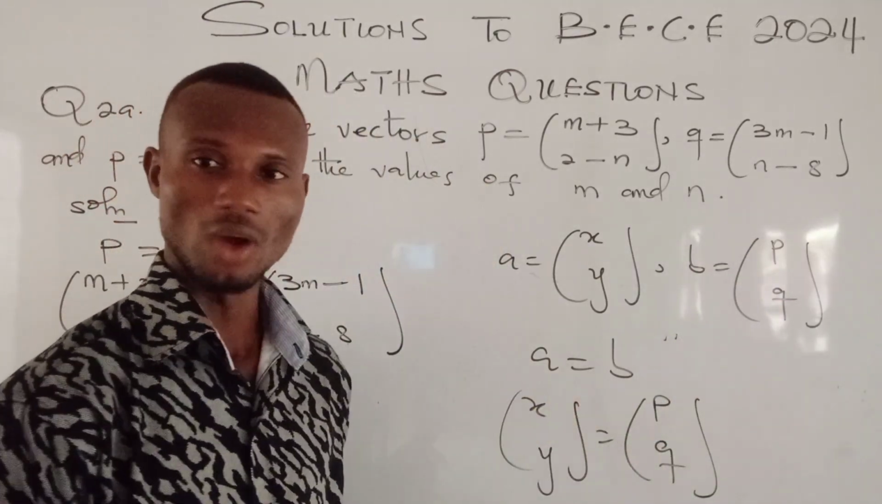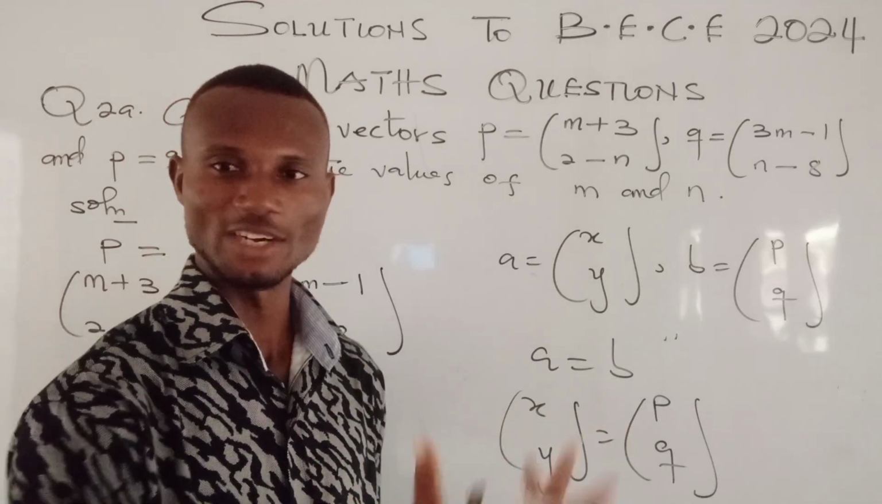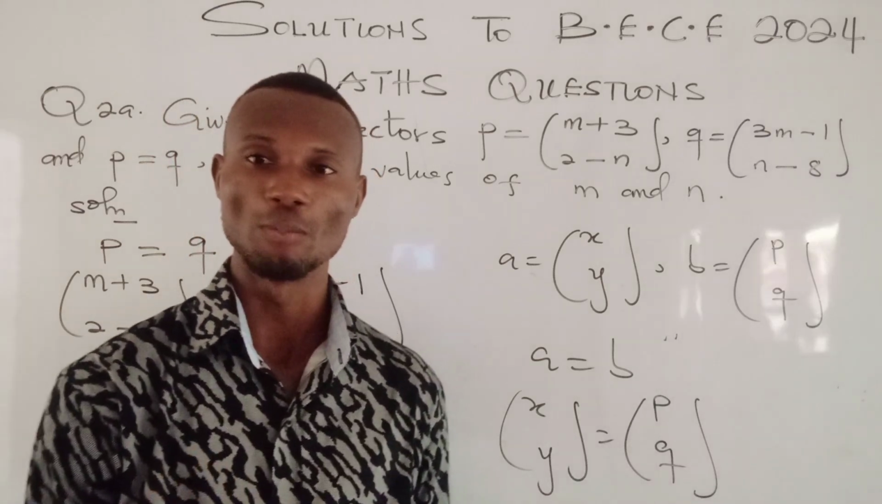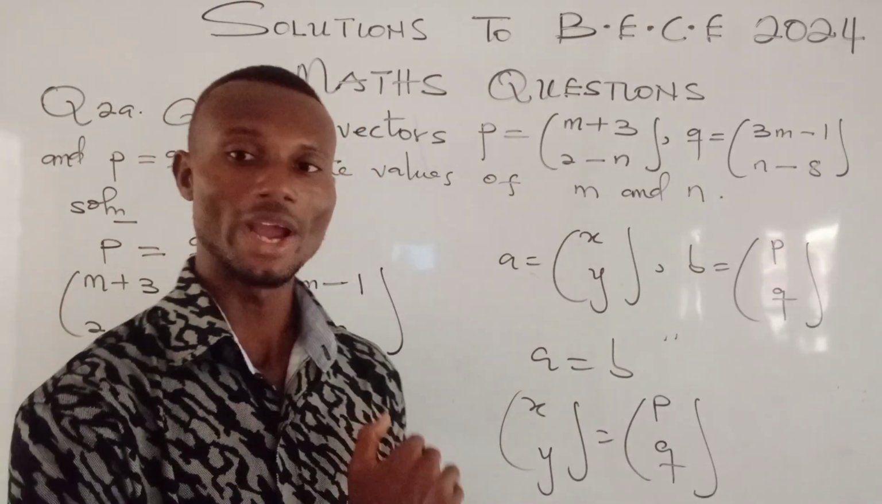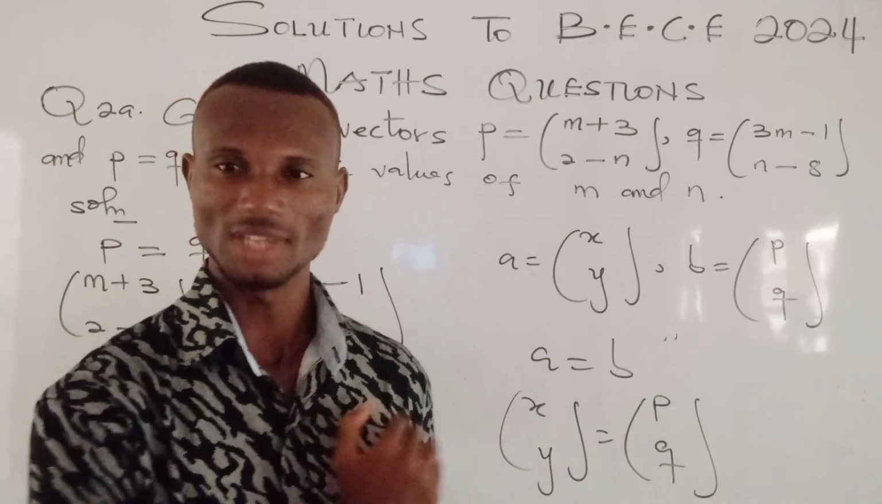How do you go ahead and solve further? We equate corresponding components. When I say we equate corresponding components, it means that we equate the values at the top and also we equate the values at the bottom.